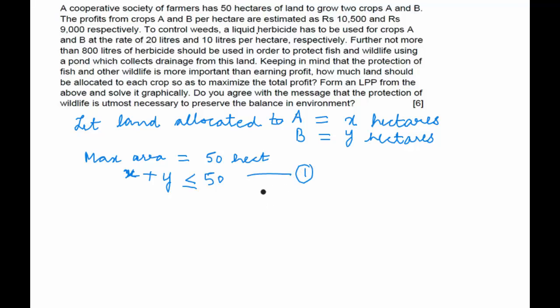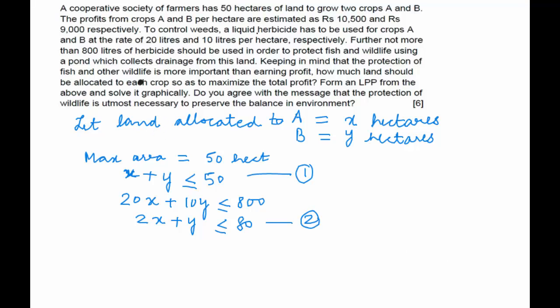Then comes the second equation, where we were given that the total herbicide to be used was 800 liters, at the rate of 20 liters for A per hectare and 10 liters for B per hectare. So this is going to be 20x for A plus 10y, and this has to be less than or equal to 800. Let's simplify it by removing these zeros: 2x plus y less than or equal to 80. Let's call this equation number 2.